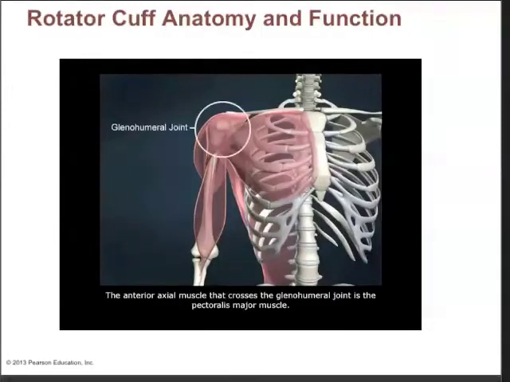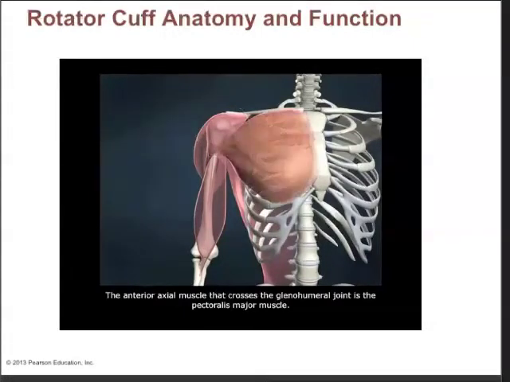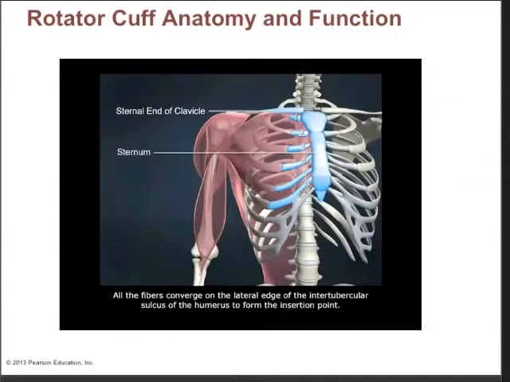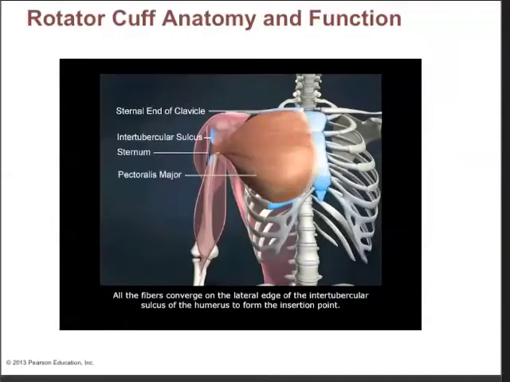The anterior axial muscle that crosses the glenohumeral joint is the pectoralis major muscle. The pectoralis major muscle originates on the sternal end of the clavicle, the sternum, and the costal cartilage of ribs 1 through 6. All the fibers converge on the lateral edge of the intertubercular sulcus of the humerus to form the insertion point.